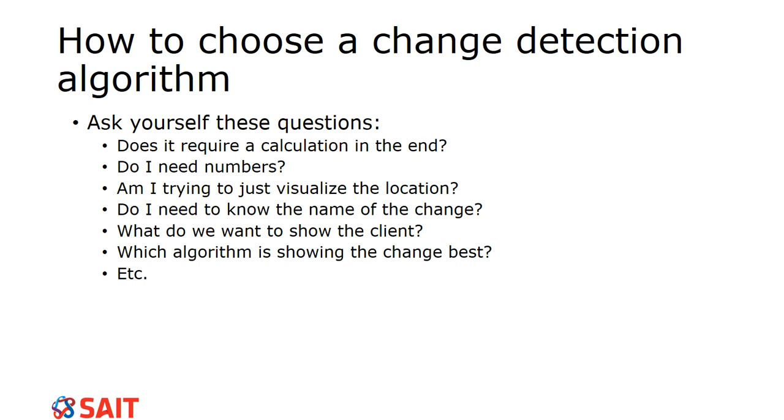Which algorithm is actually showing the change the most accurately? Is one better than the other? Is there something about the change detection that I'm not actually capturing? And so forth. There are many, many, many questions. So you have to ask yourself all these questions before you choose a change detection algorithm. And because it's easier is not an answer. You need to have some really valid backup for that.